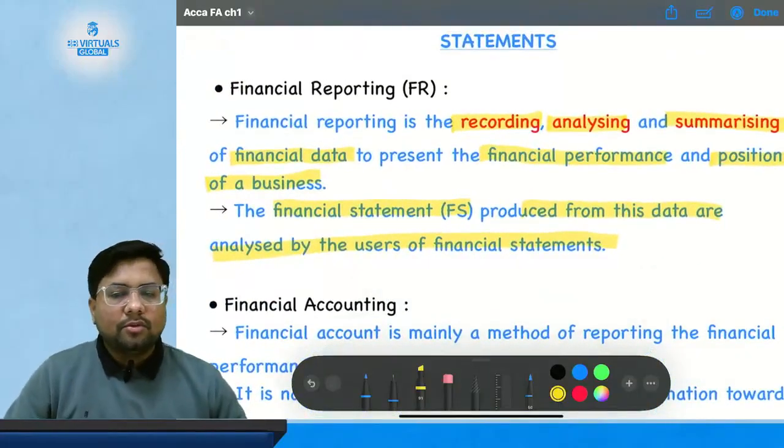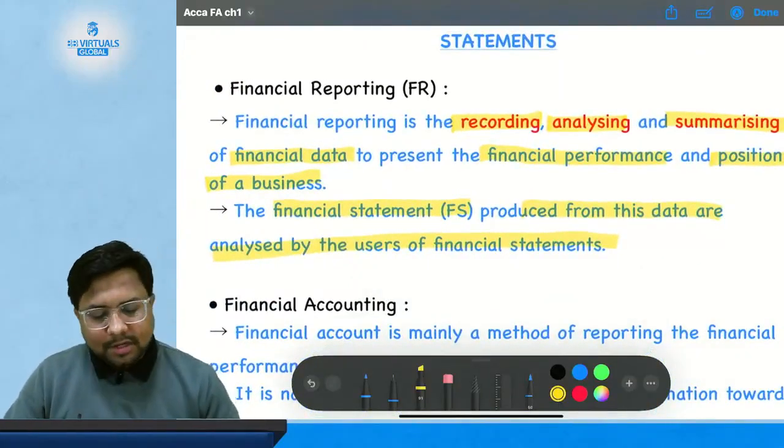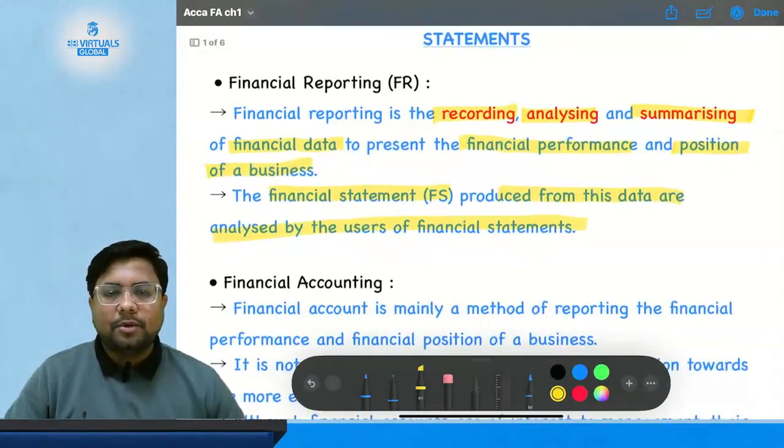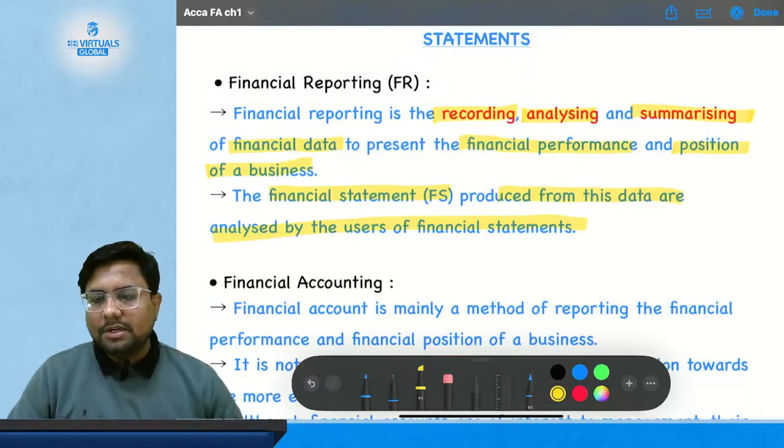I am putting the screen on full screen so that you can have a read about financial reporting. Then we are again going to start with financial accounting. Okay, so let's read within one or two minutes, and we will start with the second meaning.